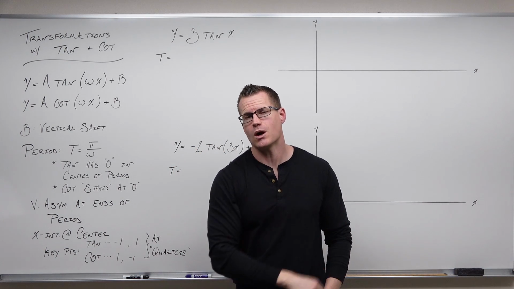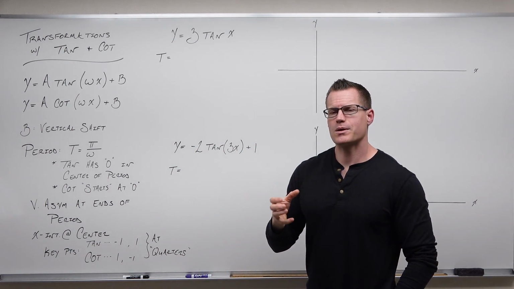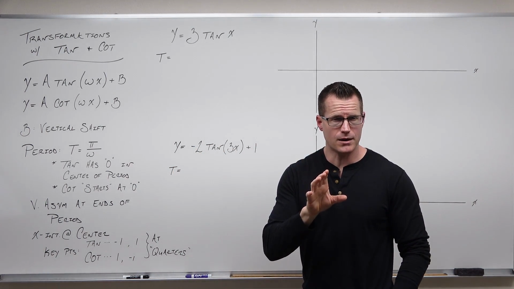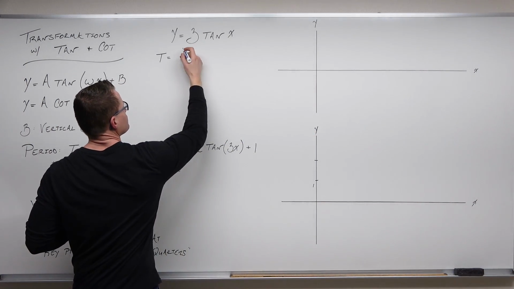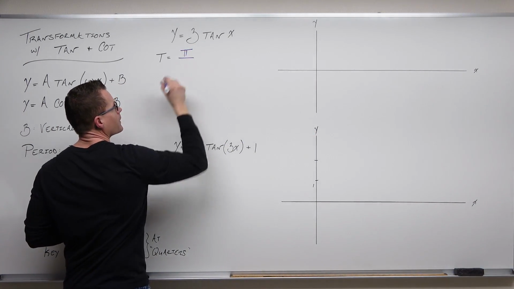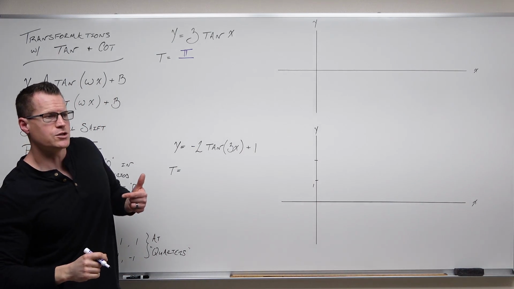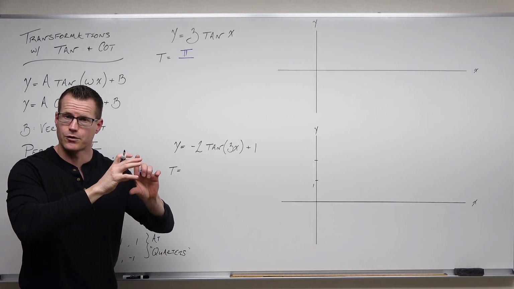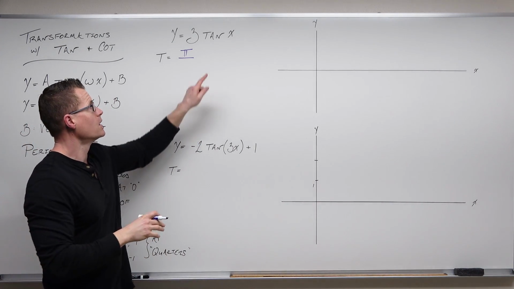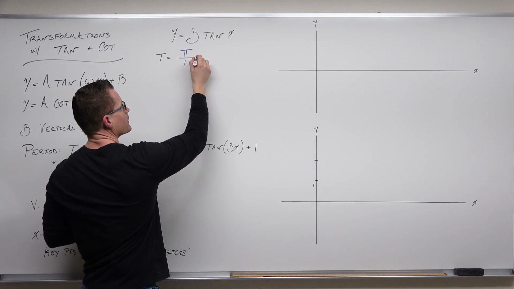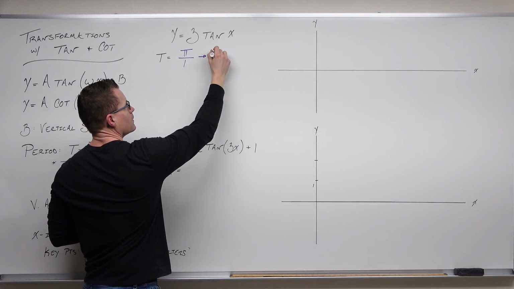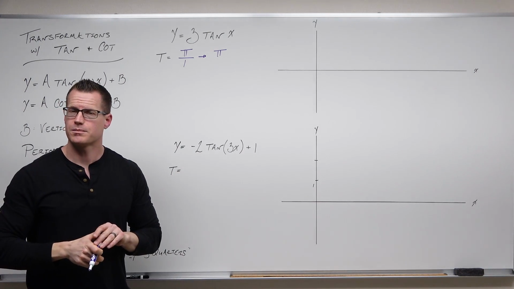The next thing we do is we talk about that period. So our period for tangent is based on pi. That's how often it cycles. But we also know that we can adjust that period or give it a horizontal stretch or compression by dividing by whatever that number is. Now, if that's 1, then our period is just pi.